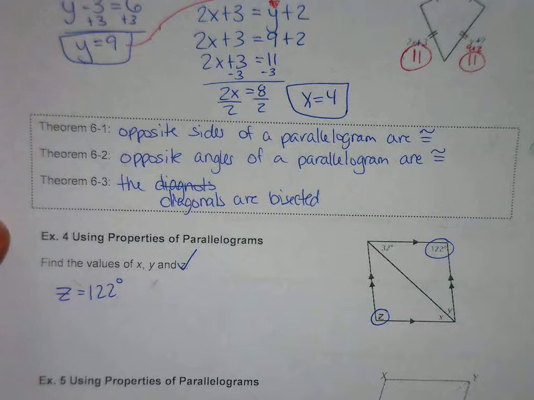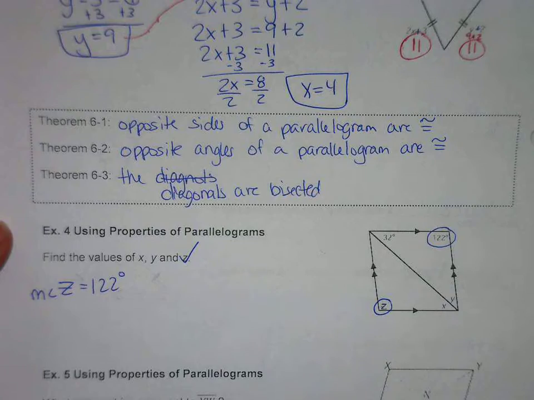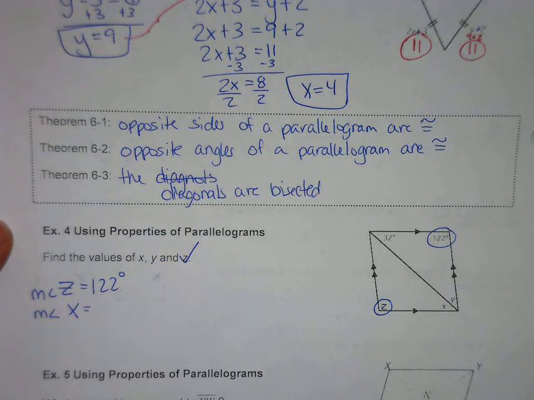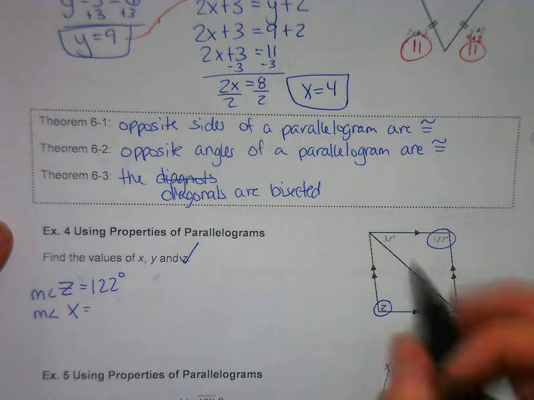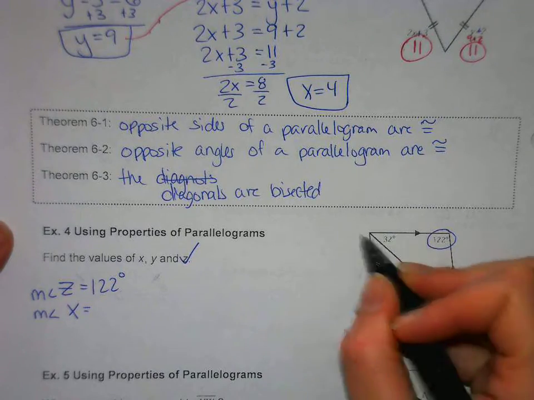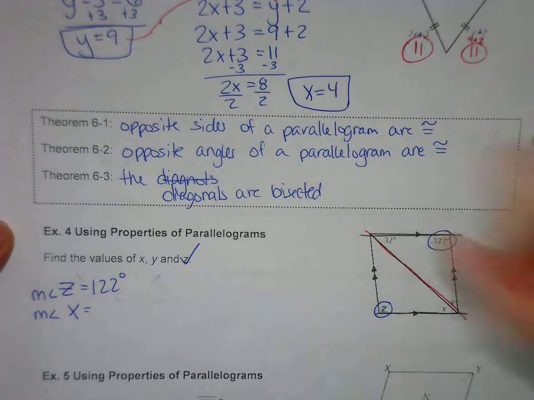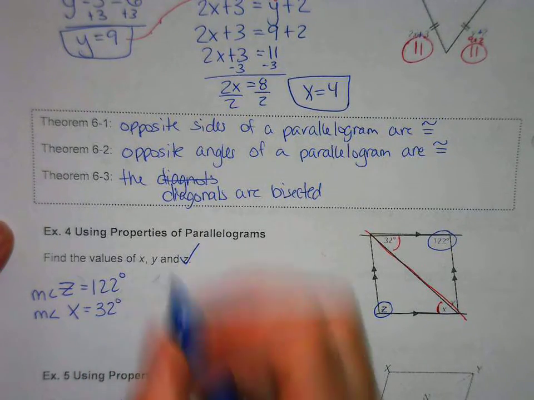When I am looking for, I should probably write measure of angle z is 122 degrees. The measure of angle x, if I'm looking here at x, I actually have a set of parallel lines. So if this is one parallel and that's the other, this is my transversal. So I have alternate interior angles. So that means x is going to be the same degree as 32 degrees. So x is 32.